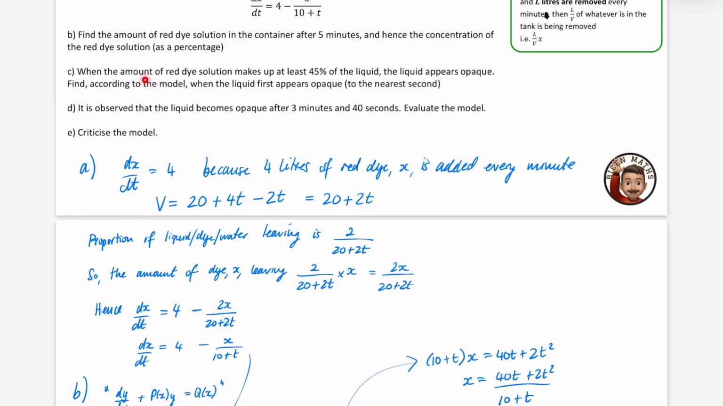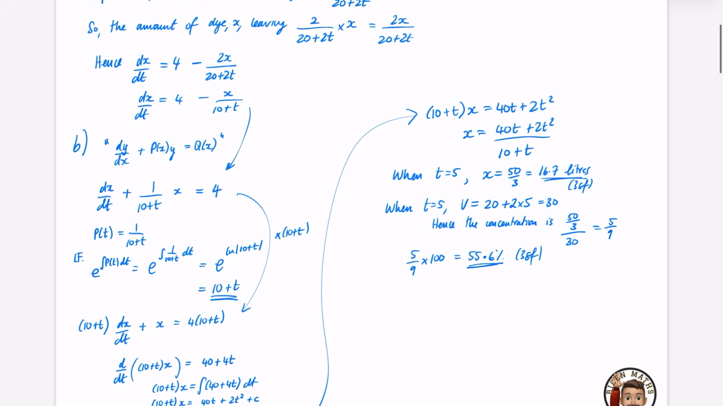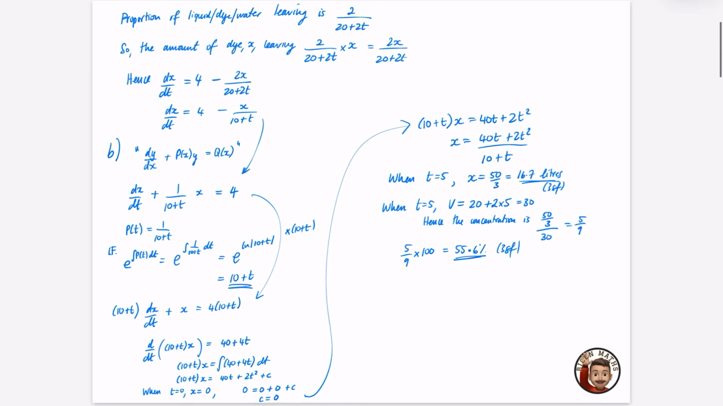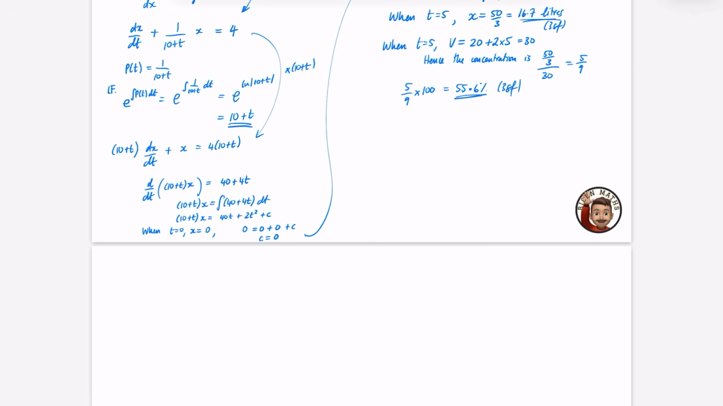For part C, it says when the amount of red dye solution makes up at least 45% of the liquid, the liquid appears opaque. Find, according to the model, when the liquid first appears opaque to the nearest second. Well, it's 55.6%, so it's already appearing opaque at 5 minutes. So I'm expecting it to be somewhere before 5 minutes that it will have got to this 45% where it begins to appear as something that is opaque. I'm probably going to need to have a second page, so I'm just going to add one in right now so that I don't make it too messy.